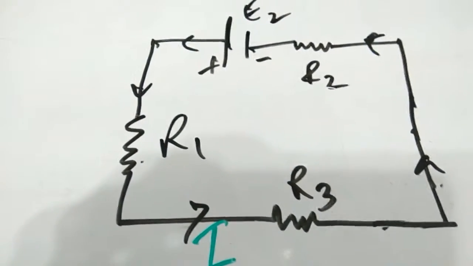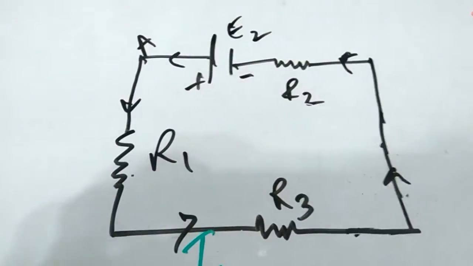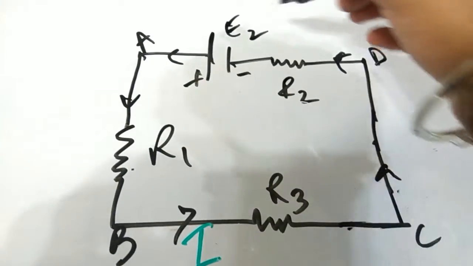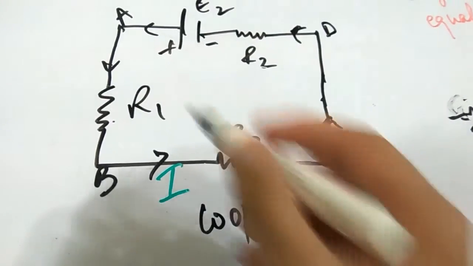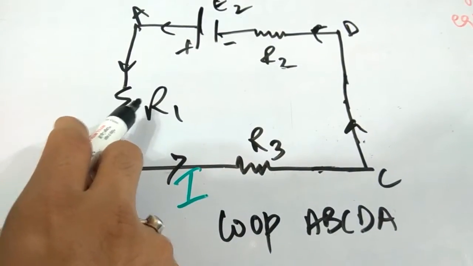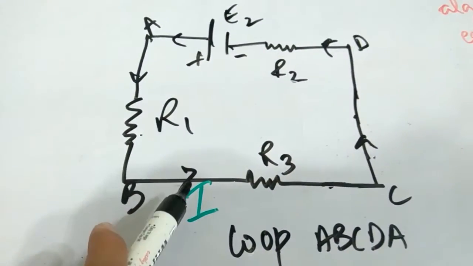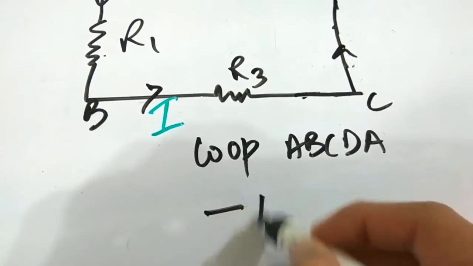So now, if we begin from point A, this is B, C, D, and this is again A. So we are discussing the loop A, B, C, D, A. As we begin from A, the current flowing in the circuit is I. We cross R1. Since this is the direction of flow of conventional current, we cross R1 with current I and resistance R1. We write minus I R1.